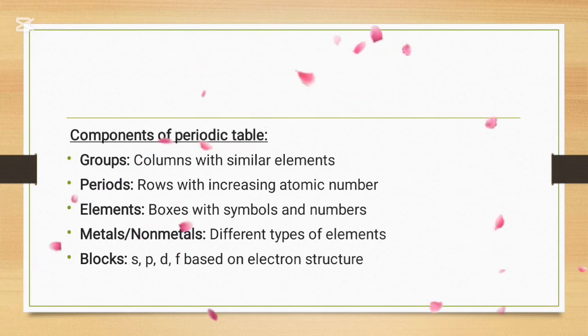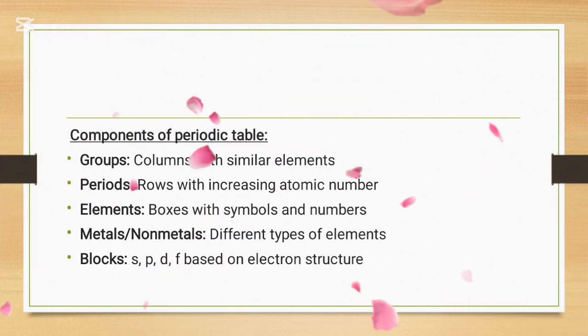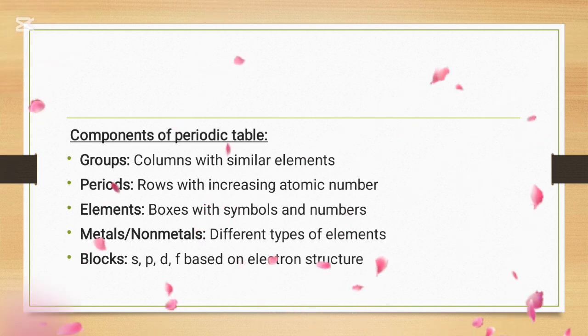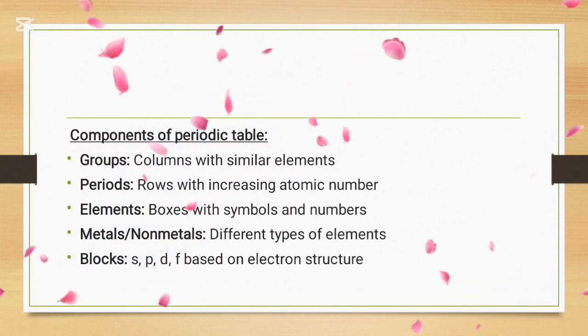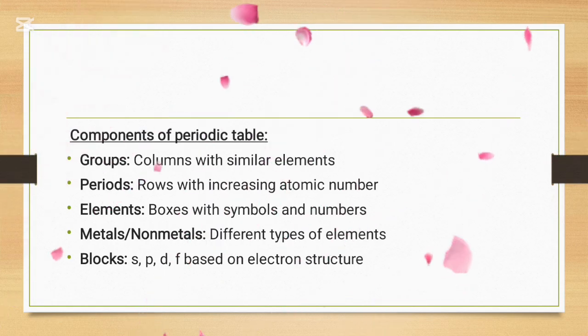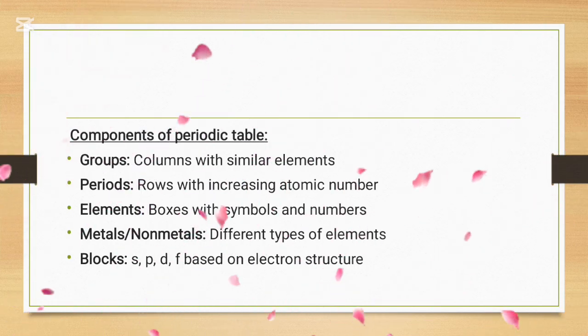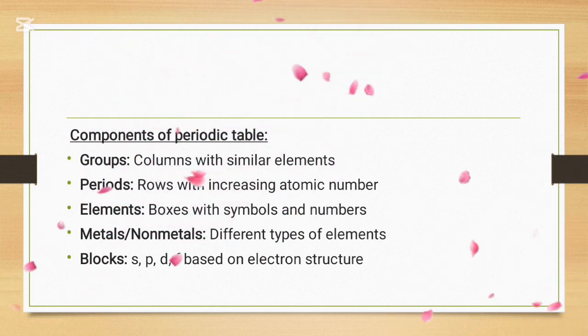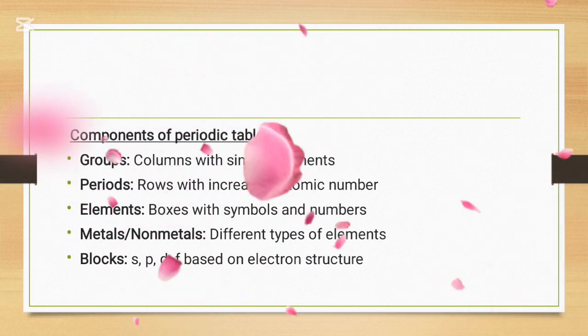The components of periodic table are groups, which are the columns with similar elements; periods, rows with increasing atomic number; elements, boxes with symbols and numbers; metals and non-metals, different types of elements; and blocks like SPDF based upon electron structure.